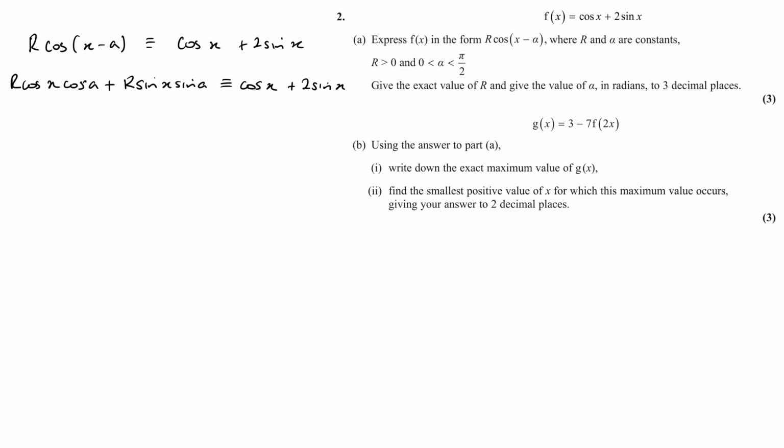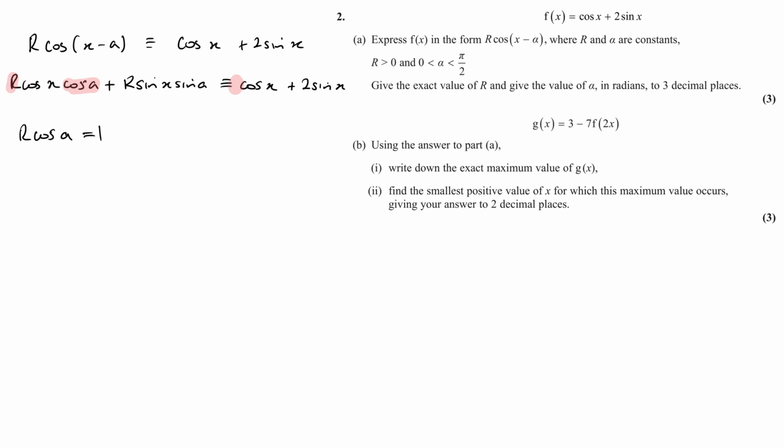Now I'll use my highlighter here. If we look at the first section, there's cos x, there's cos x, and then we have this r cos a. Now that's going to be equal to, in this case, 1, because that's just 1 cos x. So we can say now that r cos a equals 1.